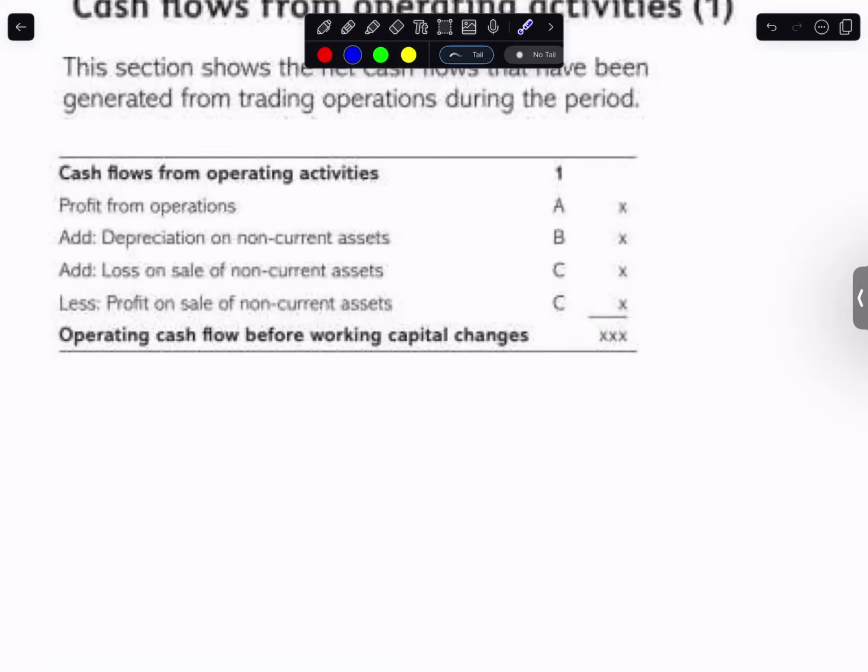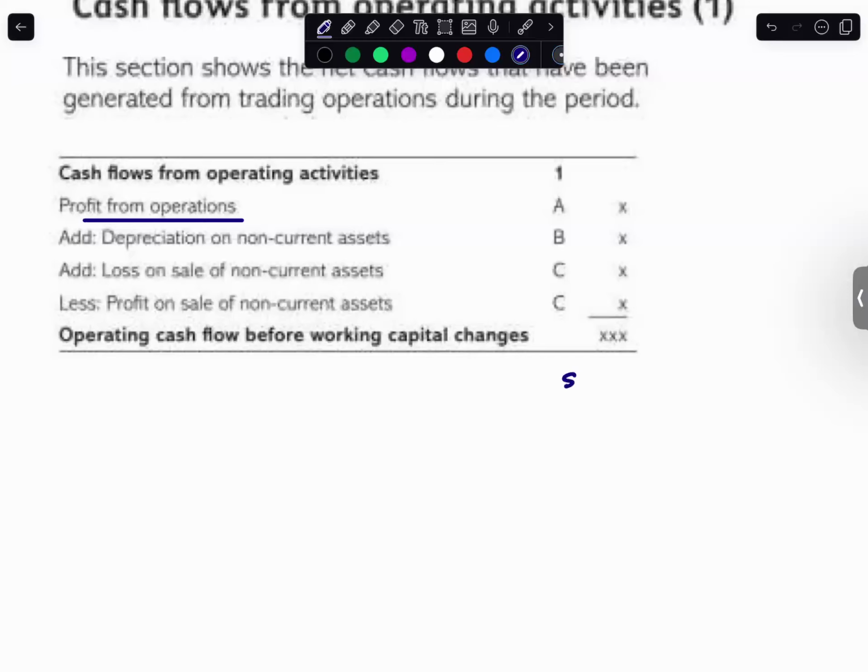Okay. Yes, you'll get your cash inflows and outflows, and at the end it will do... Before the inflow and outflow, I have profit from operations. When I'm talking about profit from operations, what does it mean?